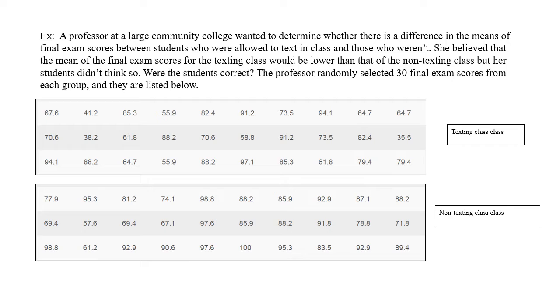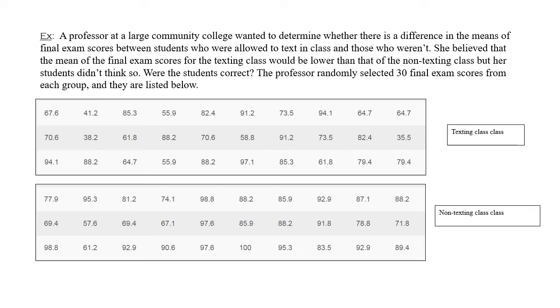In this example, we're looking at a group of data, and let's read what this data represents here. A professor at a large community college wanted to determine whether there is a difference in the means of final exam scores between students who were allowed to text in class and those who weren't. She believed that the mean of the final exam scores for the texting class would be lower than that of the non-texting class, but her students didn't think so. Were the students correct? Well, in this case, we've got some data to help us answer the question.